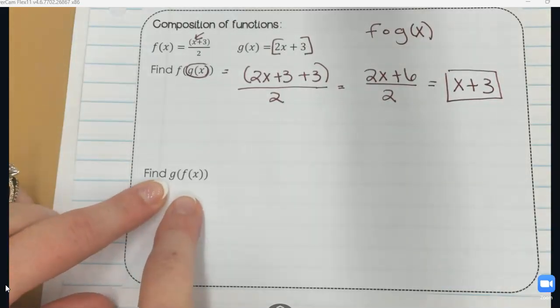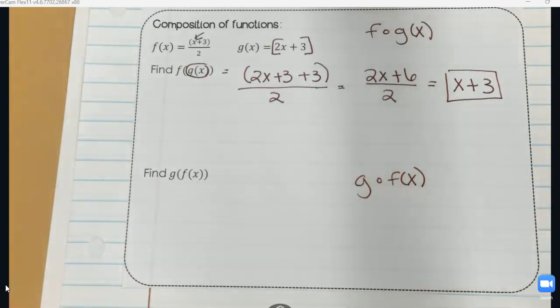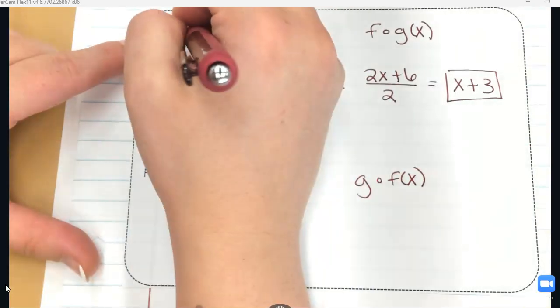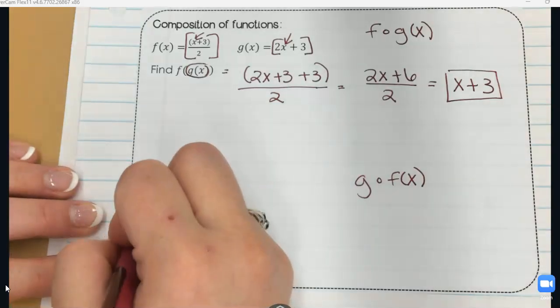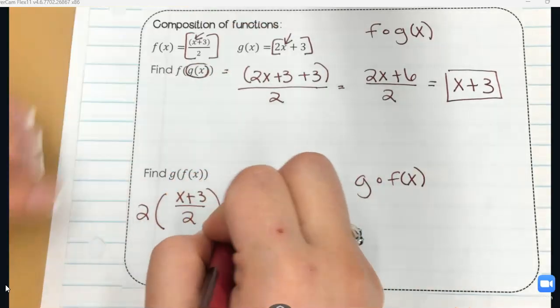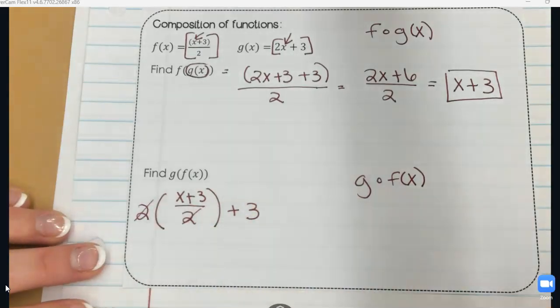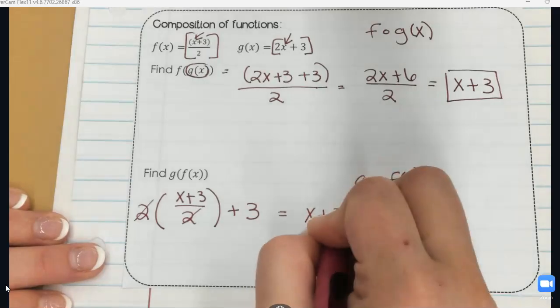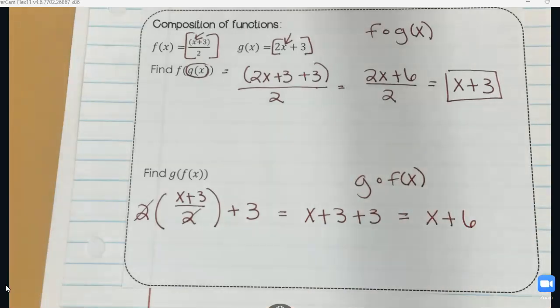Okay, now let's do this the other way around. G of f of x, which you could also see written in this notation. They mean the same thing. So now we are going to plug f, this entire thing, x plus 3 over 2, in place of x here. So that will be 2 times x plus 3 over 2, plus 3. So I'm going to use my order of operations to simplify this. These 2's divide down to 1. So I've got x plus 3 for a final result of x plus 6. So that is composition, plugging one function into another, and your outcome should be another function.